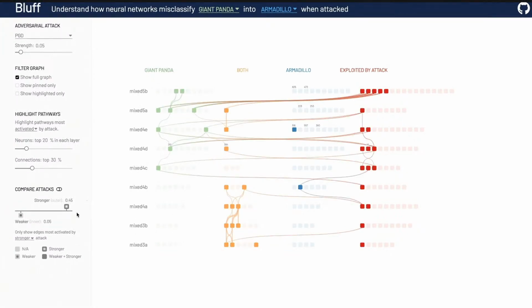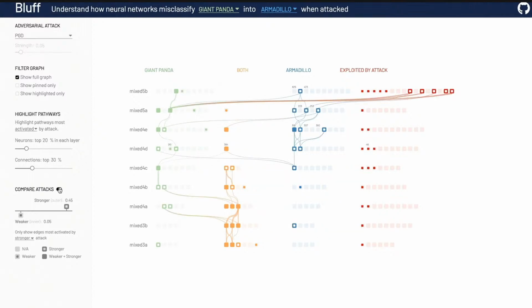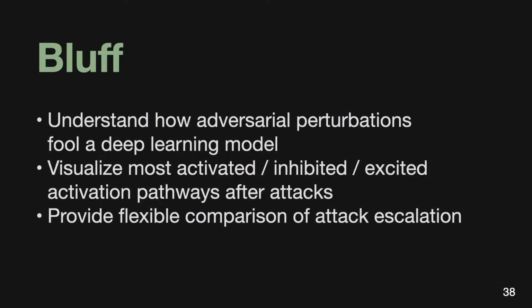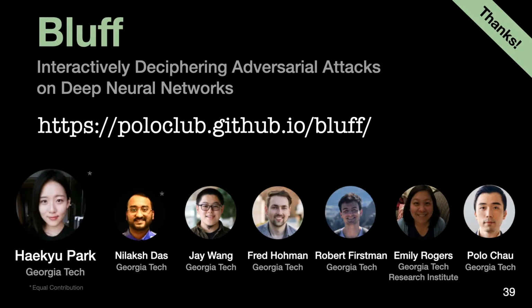By using the comparison mode, users can compare how attacks of different strengths have different activation pathways. In summary, we developed Bluff, an interactive system to understand how adversarial perturbations flow through the deep learning model. Bluff visualizes most activated, inhibited, and excited activation pathways after the attacks, and provides flexible comparison of attack escalation. Thank you all for listening. I'm happy to take any questions.